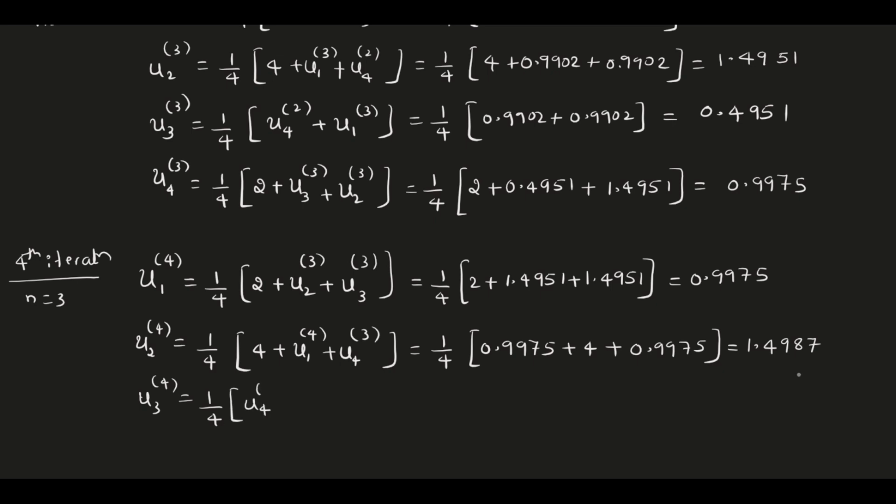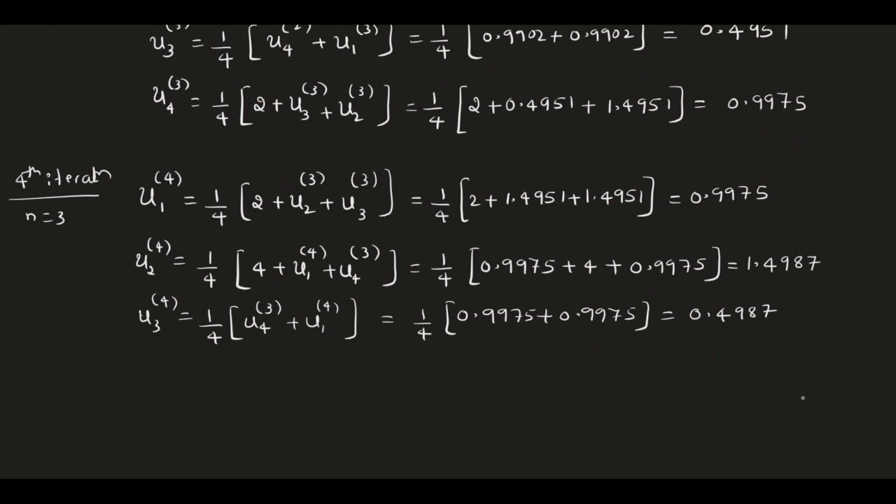Yes. Next, u3 of 4 is 1 by 4 of u4 of 3 plus u1 of 4. That's only these two. So it is 1 by 4 of 0.9975 plus 0.9975. When you go on practicing solving the example, this will be very easy for you. For the first problem, you will get confused, but when you practice once or twice, this will be easy. You will know the technique. So when you simplify this, you are going to get 0.4987.